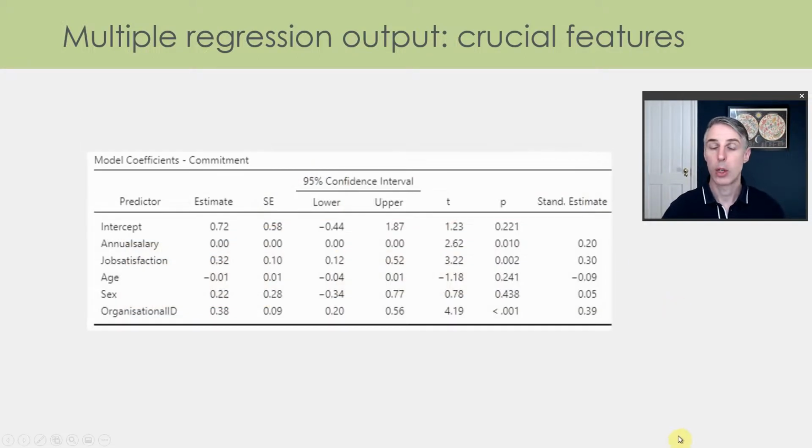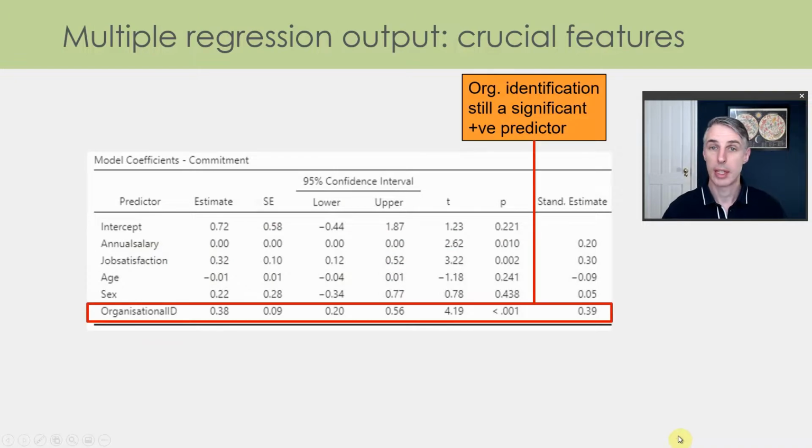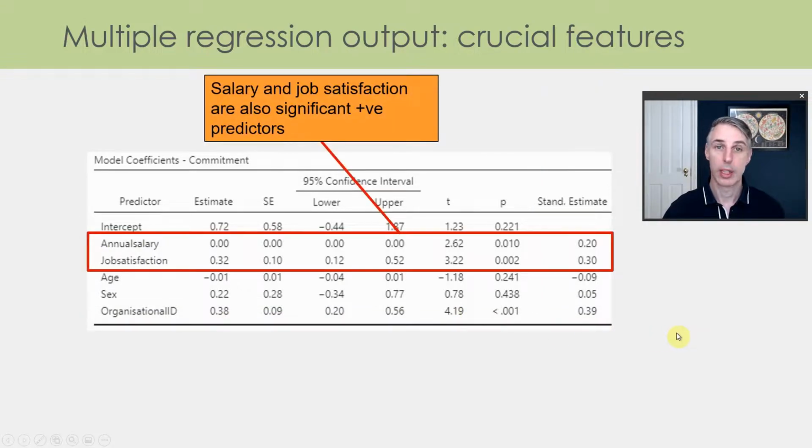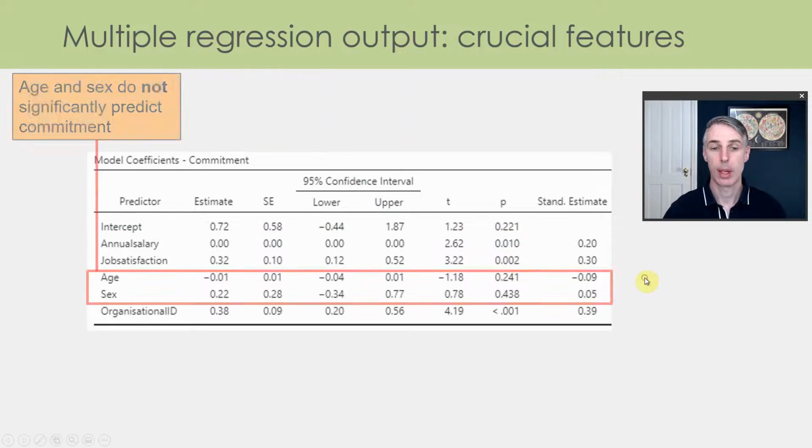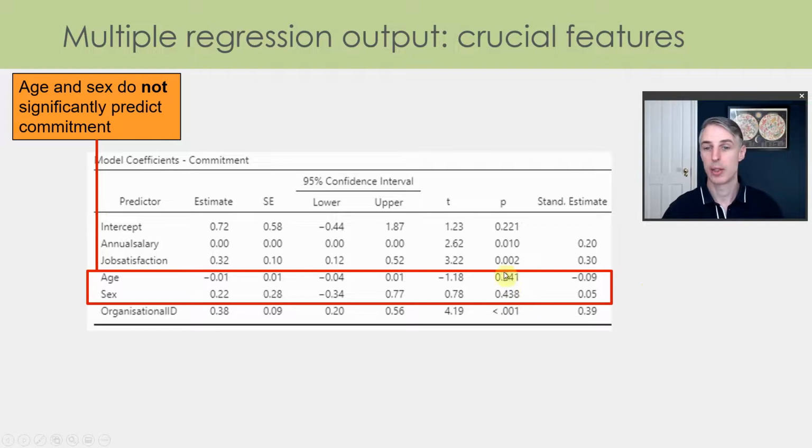Then looking at the coefficients table, we noted that identification was indeed still a significant predictor of commitment when adjusting for these other predictors. So these are the coefficients, the t-statistic and the p-value. Of the other predictors in the model, salary and job satisfaction also uniquely predicted commitment positively. So as annual salary and job satisfaction went up, apparently so did commitment. In contrast, the demographic factors of age and sex did not significantly predict commitment.